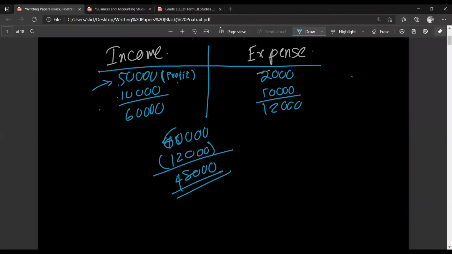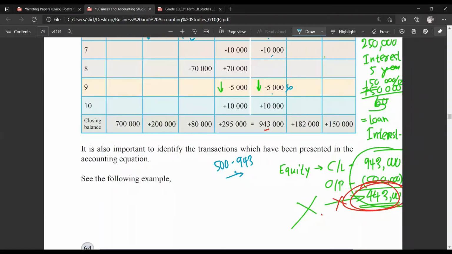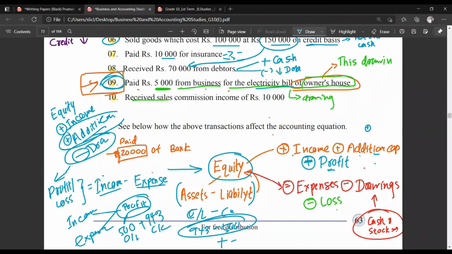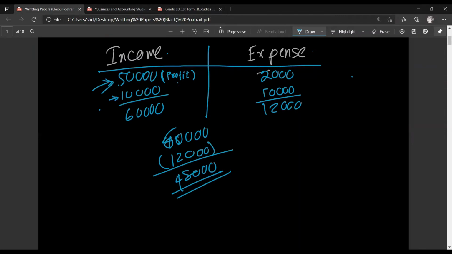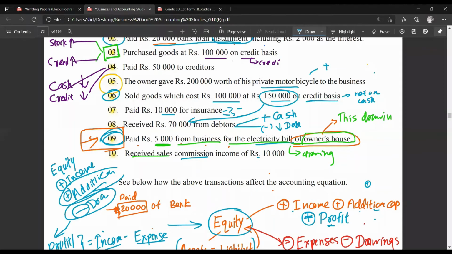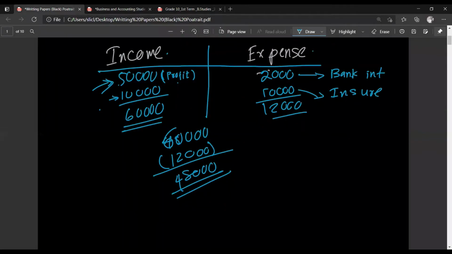So take this 50,000, and this is also 10,000 of income. Let's see what that income is. The last one, right? Received a sales commission income. Take that 10,000, and altogether we have 60,000 of income. From the expenses side, this is our bank loan interest, and this 10,000 is the paid insurance expense. Altogether we have 12,000 worth of expenses, and we subtract expenses from income, and finally we obtain 48,000 of profit.